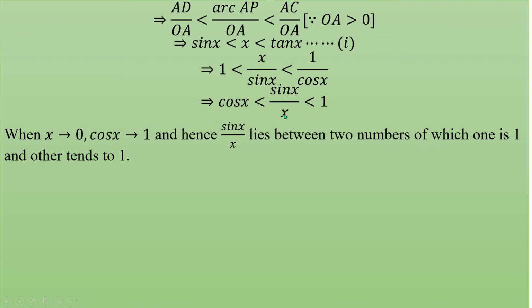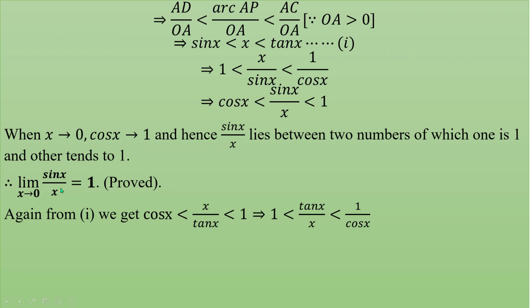So sin x by x is greater than something nearer to 1 and less than 1. That means here is 1 and the other tends to 1, so it lies between 1 and a value nearer to 1. So limit x tends to 0, sin x by x is equal to 1. Proof is complete.